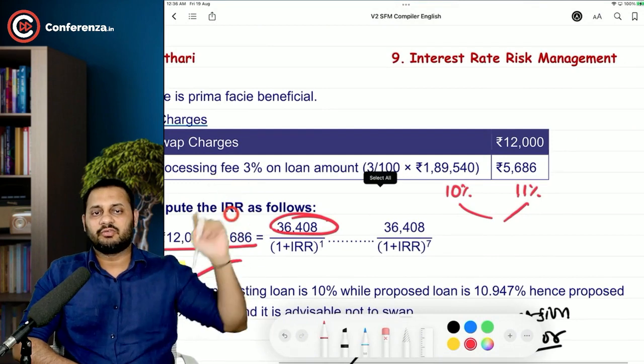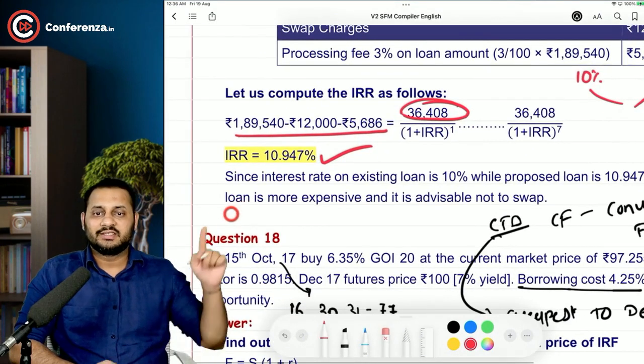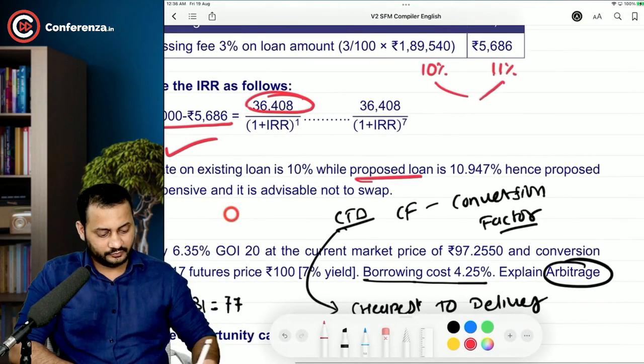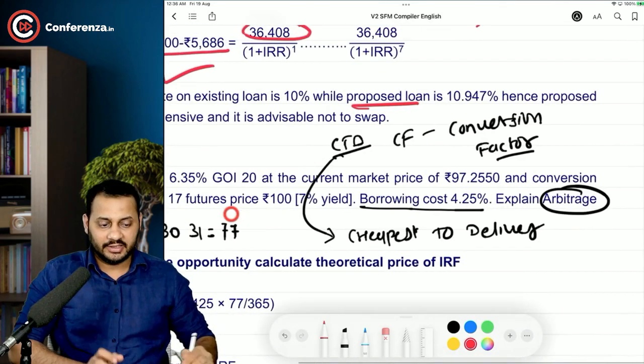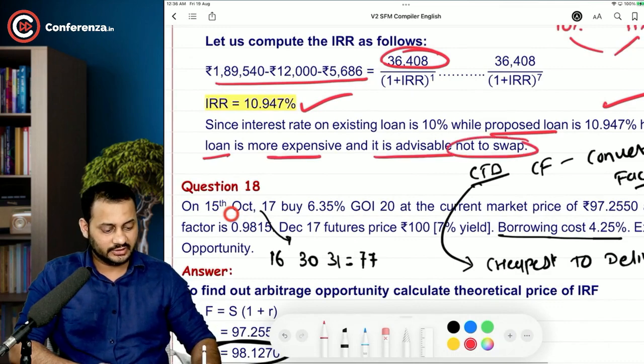This 12,000 and 5686, 17,686. Since the interest rate on the existing loan is 10% while the proposed loan, after deducting the expenses, is 10.947%, the proposed loan is more expensive. It is not advisable to swap.